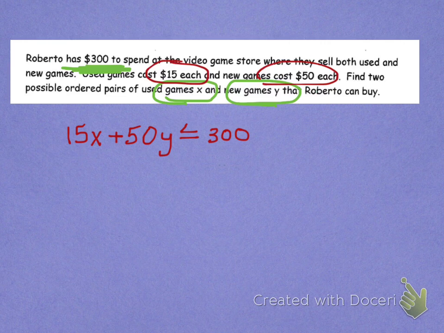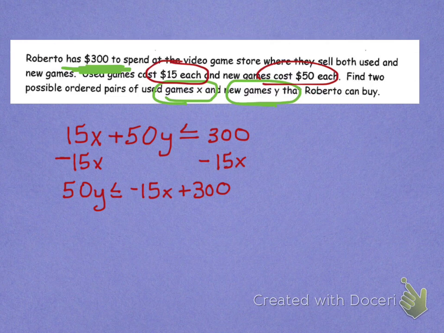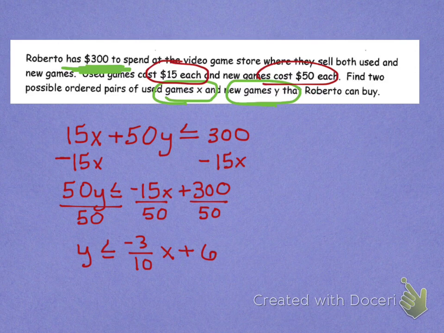All right, then before we can graph, we want to put that into slope-intercept form. So we need to solve for y. To solve for y, you want to get your 15x term over to the other side of the inequality with subtraction. And so we get 50y is less than or equal to negative 15x plus 300, just keeping it in y equals mx plus b form. And then, solving for y, we want a coefficient of 1, so we're dividing by 50. And so that is going to give us y is less than or equal to negative 3/10 x plus 6, just doing that arithmetic there.